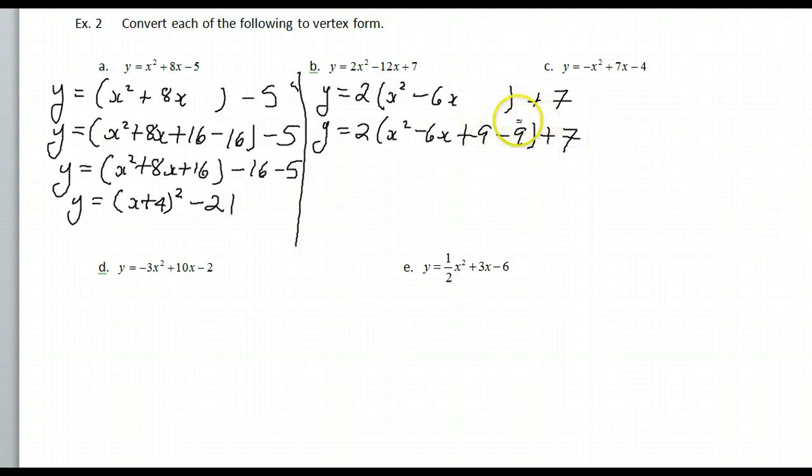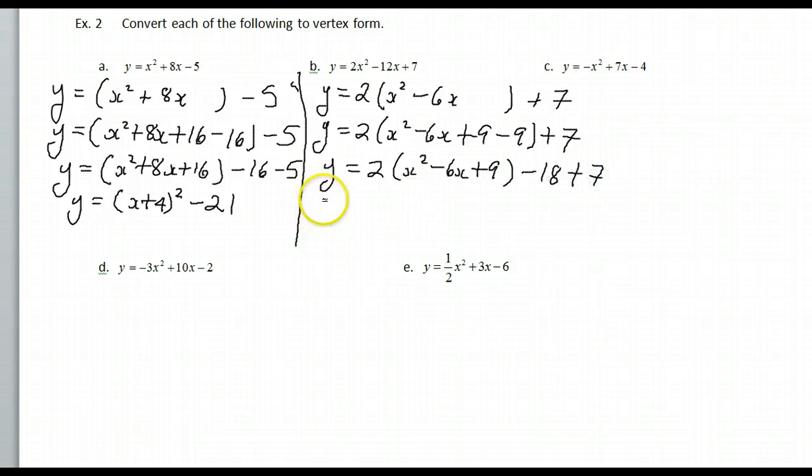Now we've got the plus 7. We're now going to remove this 9 from the brackets, but when it comes out, it'll be multiplied by 2. So we have y equals 2 times x squared minus 6x plus 9, and here now we have 2 times negative 9 is minus 18 plus 7, and finishing off we have 2 times x minus 3, that's half the b term, quantity squared minus 11. Okay, I'm going to clear away this stuff and then we'll look at example C.